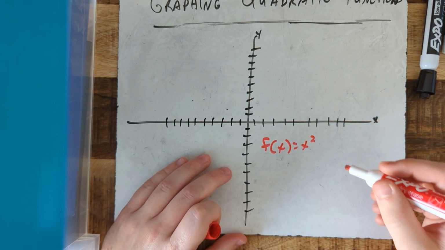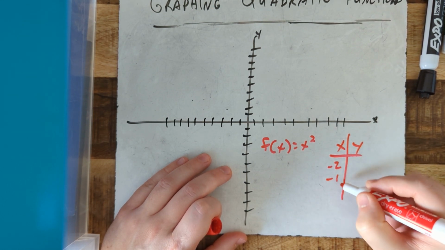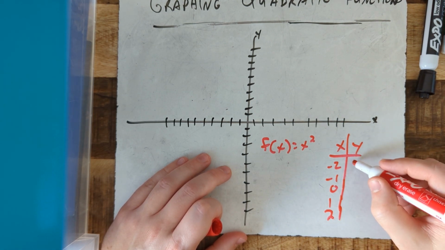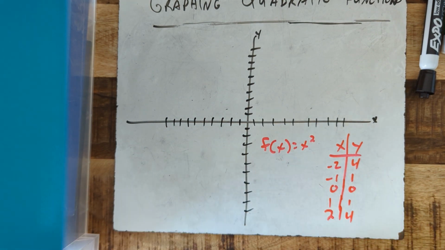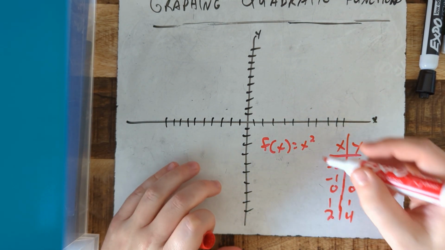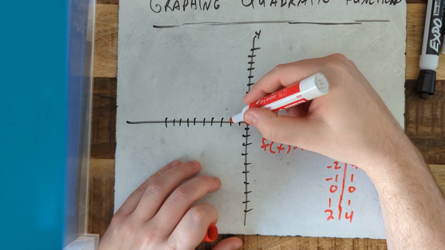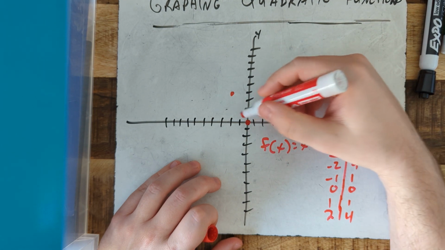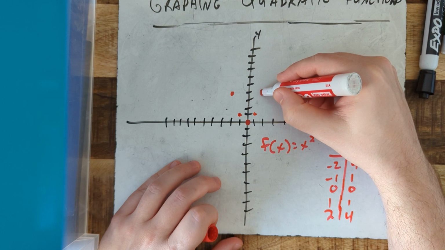If you can recall our x and y chart, we have -2, -1, 0, 1, 2. I won't do the math again for you. Remember, our y's are 4, 1, 0, 1, and 4, because we did that earlier. If we graph this, we have our vertex at 0, 0. We have -2, 4, then -1, 1, then +1, 1, and +2, 4.